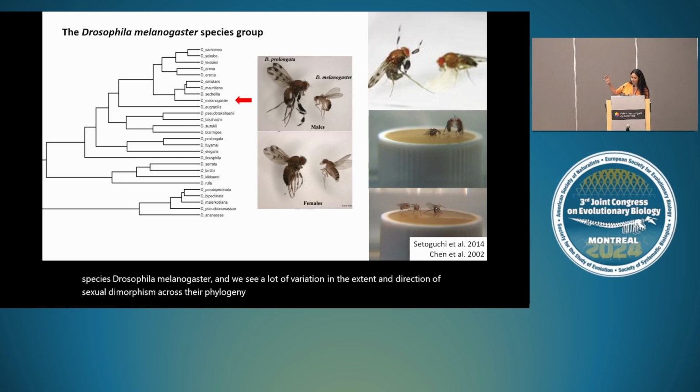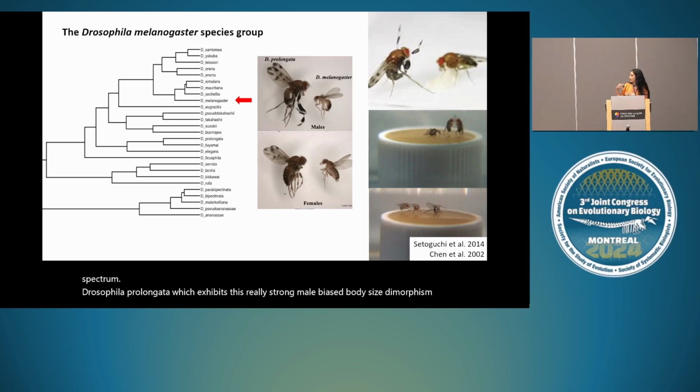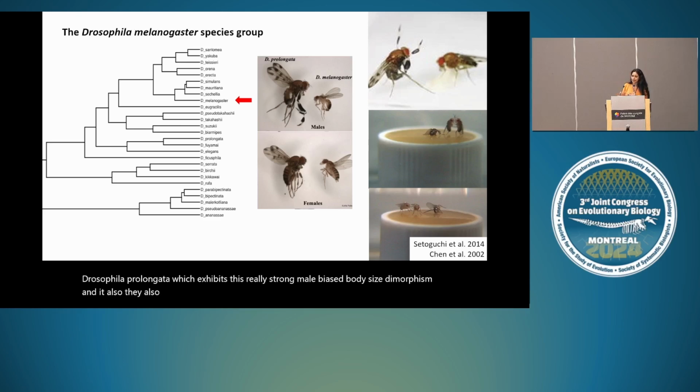On the left, you will see one side of the spectrum, Drosophila prolongata, which exhibits this really strong male-biased body size dimorphism. They also express this really classic exaggerated male-biased trait in the form of those enlarged patterned forelegs you're seeing in the males, but not really the females. And then on the other side of the spectrum, I have Drosophila melanogaster, which exhibits this female-biased body size and leg dimorphism that is common across most of the phylogeny, as you will see.